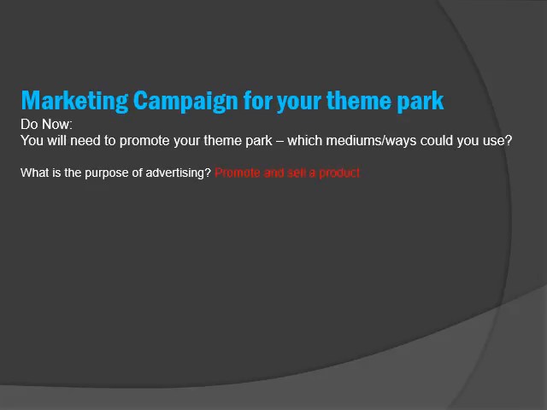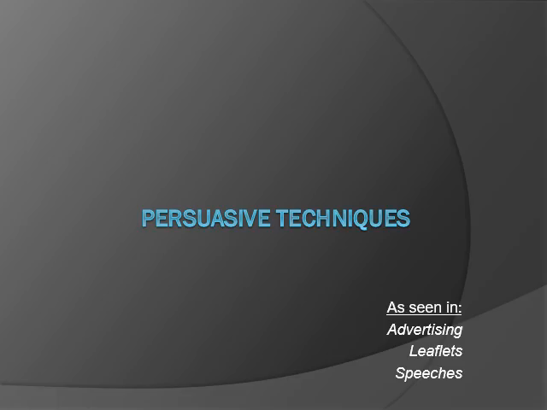The question for the Do Now was, what is the purpose of advertising? Hopefully you've got something like this. It's to promote and sell a product. Now today, Year 10, as I said to you, you will be required to do a piece of persuasive writing in your GCSE. So that's what we're doing today, persuasive writing.